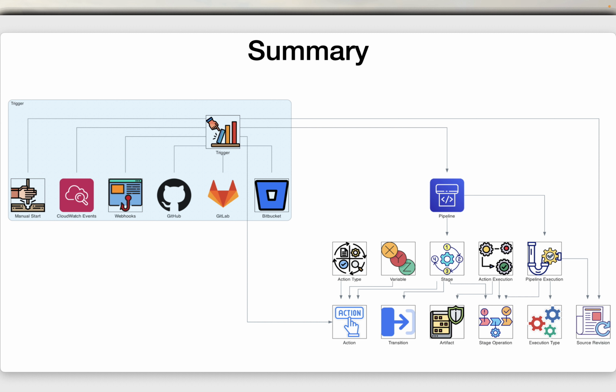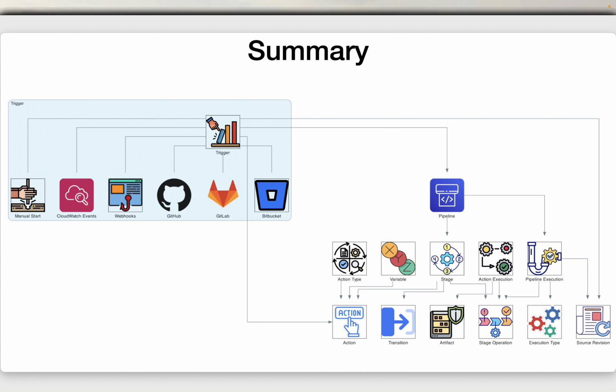Okay, next is within a stage. Within a stage, there are actions that perform tasks like building, testing, and deploying code. Actions have an action type that defines their purpose and configuration. Stages are connected by transitions. So stage 1 goes to stage 2, there are some transitions. When the pipeline runs, it creates a stage operation to track the status and output of each stage. This stage operation runs action executions for the actions within that stage.